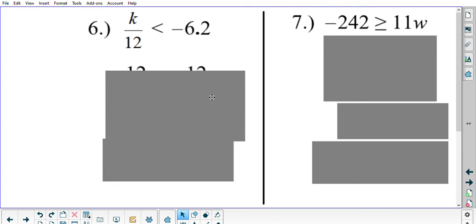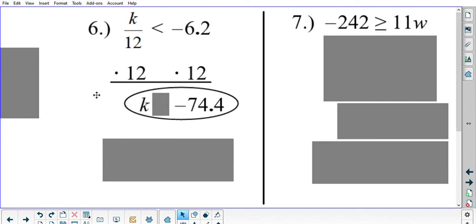Problem number 6, the inverse would be to multiply because it already was being divided on the original equation. So we're going to multiply by 12 on both sides. That's going to give you negative 74.4. Now, will that make the inequality symbol switch direction? Well, let me ask you, were we multiplying or dividing by a negative on both sides? No. We were multiplying by a positive on both sides. That does not make the inequality symbol switch direction. It only would if you were multiplying or dividing by a negative, and here we are not. So the inequality symbol stays the way it was.